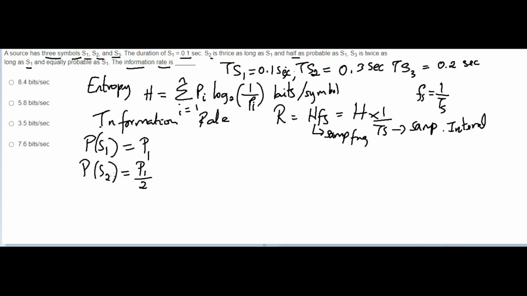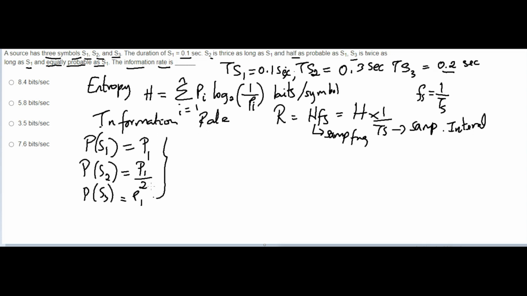Then afterwards we go for P of S3. It says it is equally probable to S1. Here S3 is twice as long as S1, which we have given as 0.2, twice that of S1, but equally probable. That probability is going to be equal, so it is equal to P1. That is the same, no problem.